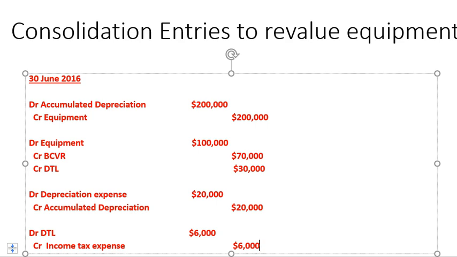The carrying amount for the subsidiary is $100,000. So as I've said before, if we were to sell this equipment, there'd be a gain of $100,000. And so the tax on that would be $30,000.